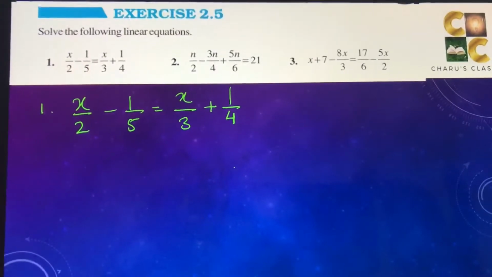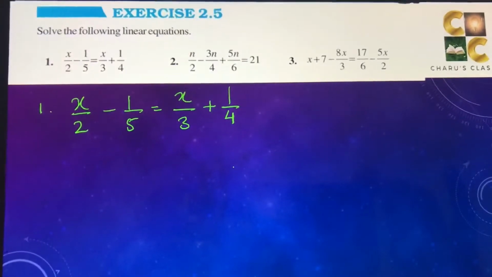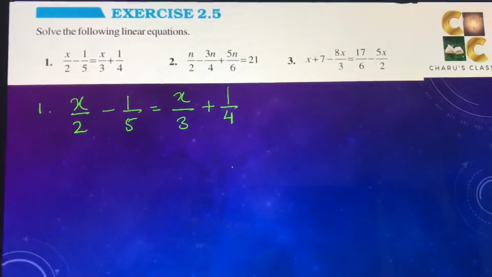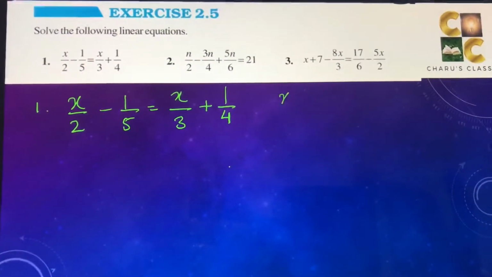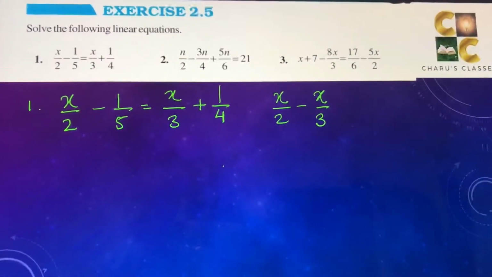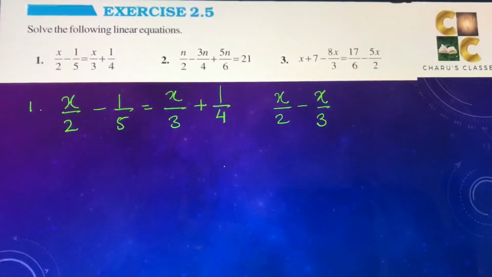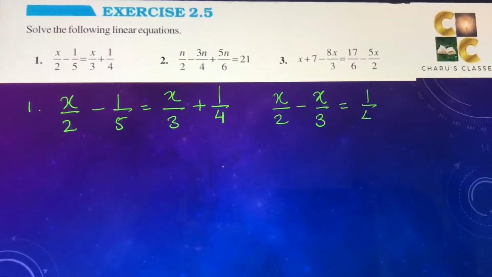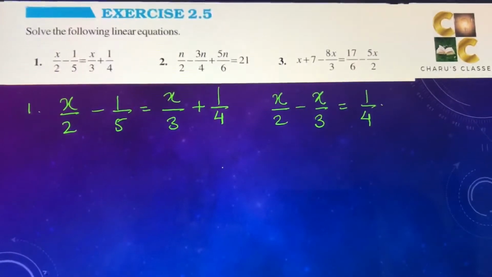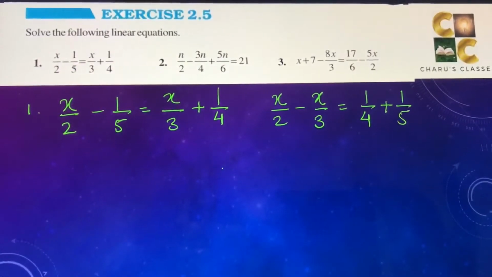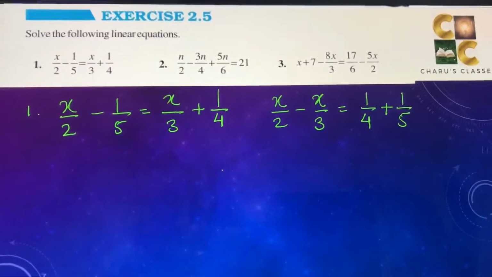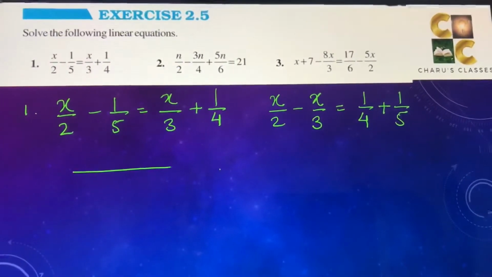For solving these type of questions, हम सारे x terms एक तरफ ले जाते हैं और constant terms को दूसरी तरफ ले जाते हैं. So this will become x by 2 minus x by 3. x by 3 वहाँ से इस साइड आएगा तो वो माइनस हो जाएगा is equal to 1 by 4 is already on the right hand side and minus 1 by 5 when it goes to the right hand side becomes 1 by 5. Now we are going to take the common denominator, the LCM of the denominators.